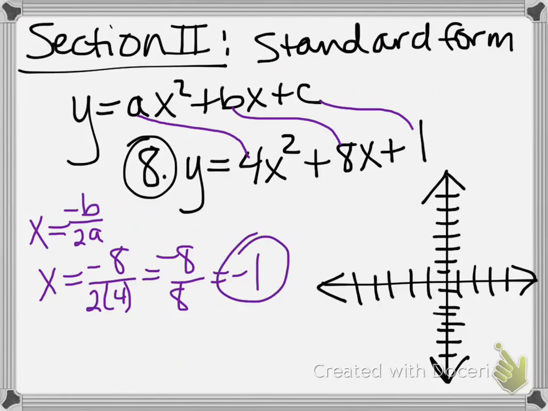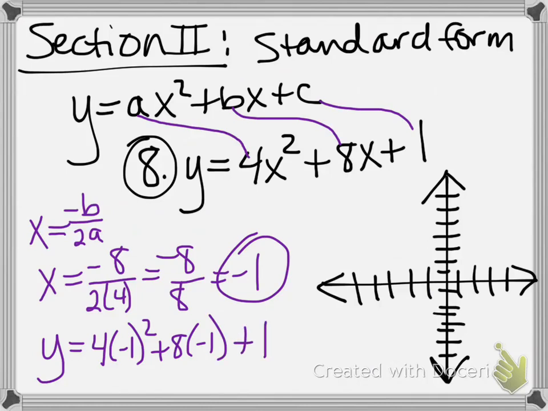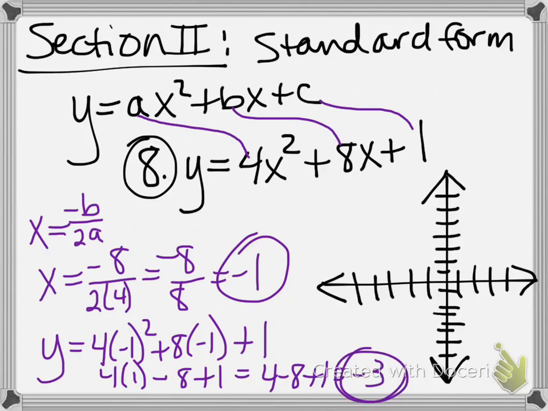To find the y value, I'm going to plug back into my equation. 4 times -1 squared plus 8 times -1 plus 1. So that's 4 times 1 minus 8 plus 1. So 4 minus 8 plus 1 equals negative 3. So my vertex, when I put the 2 points together, my vertex is at negative 1, negative 3. So I'm going to go negative 1, 2, 3, and this is where my vertex dot's going to be.